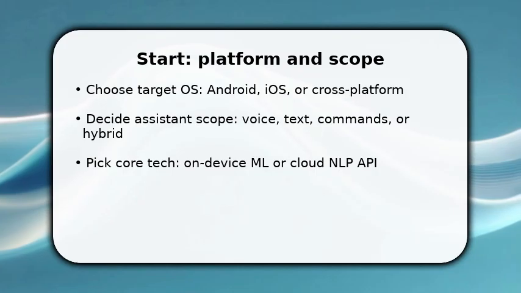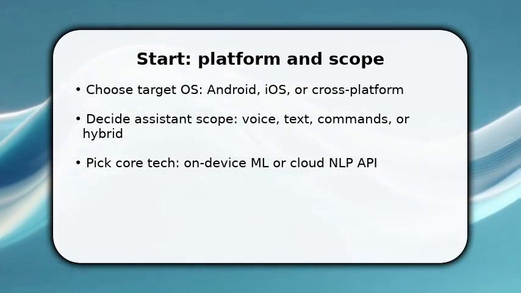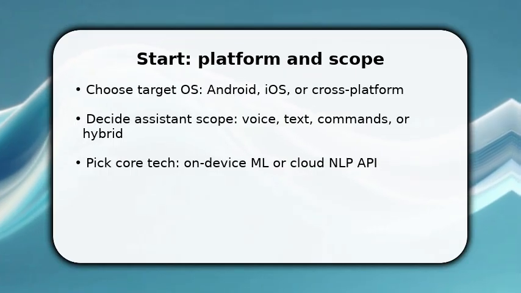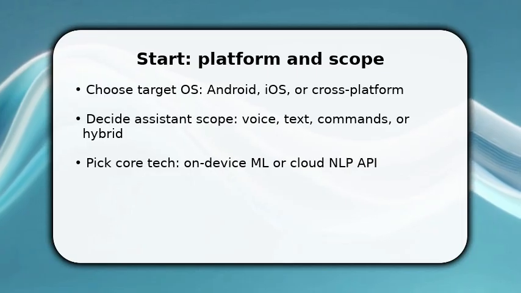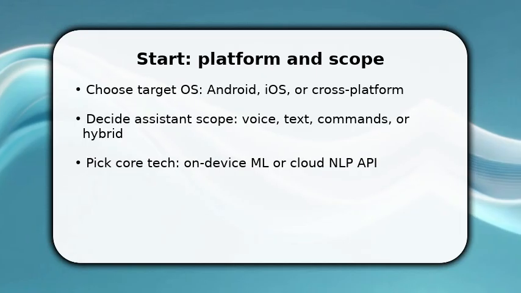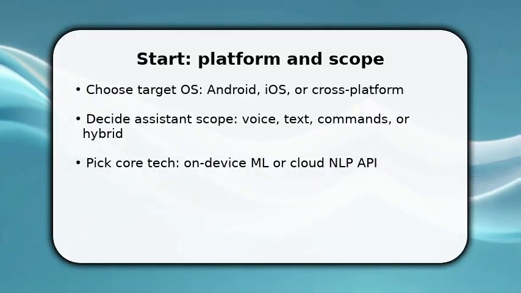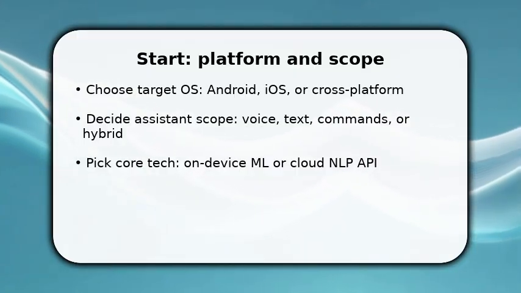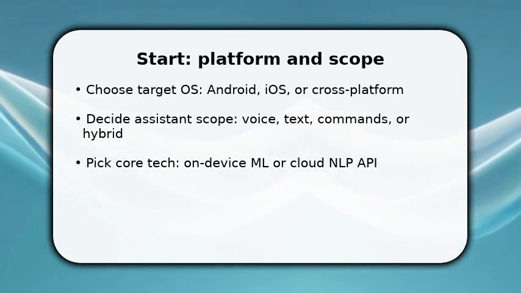You begin by locking scope and platform. This reduces wasted work. Choose Android, iOS, or a cross-platform framework, then commit to voice, text, or hybrid interactions. Once decided, pick whether Core NLP runs on device for latency and privacy or via a cloud API for broader models. Next, initialize your dev environment, create a minimal app shell, and wire a single input channel so you can iterate quickly with real requests.